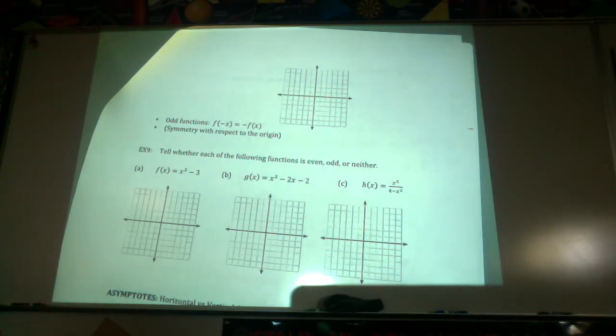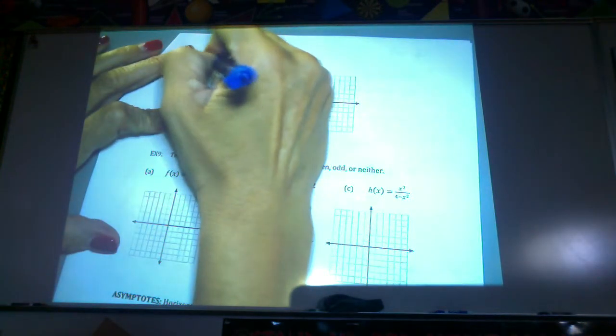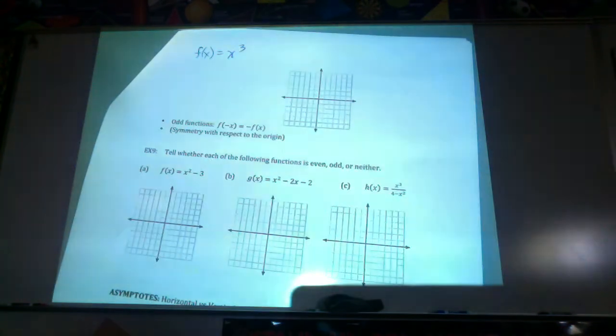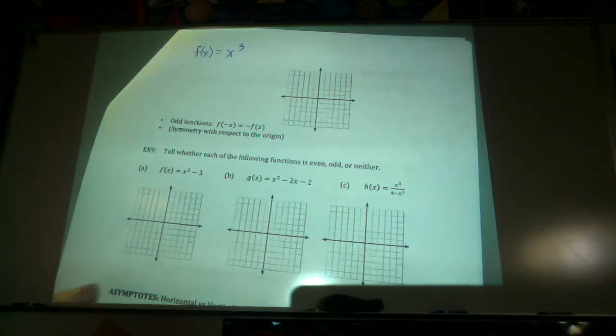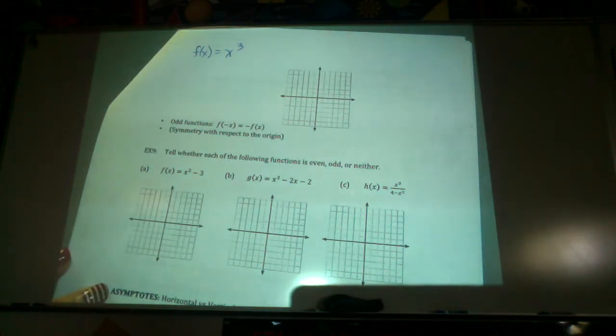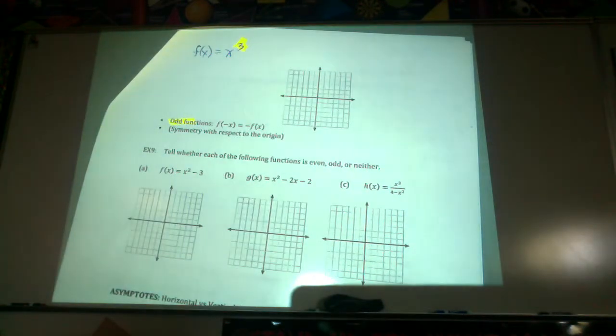So an odd function. Let's look at f of x equals x cubed. What's the first thing you notice? Odd function. Looking at that function, what do you notice? Isn't that an odd exponent? It could be a clue, could be, not necessarily. It could be a clue that it's an odd function. You might be thinking that.